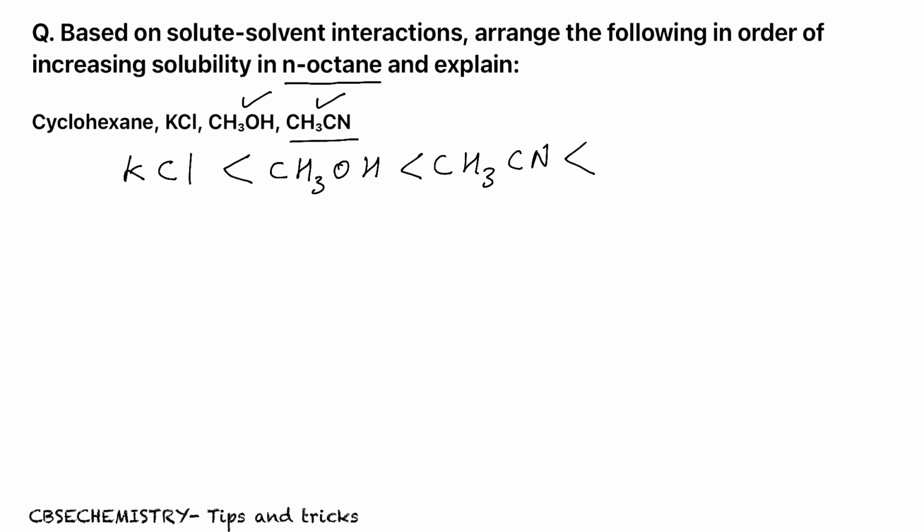Now, what is the last one? The last one means the one which has the greatest solubility. Among these, it is cyclohexane. Why? Cyclohexane is a non-polar molecule. The solvent is also non-polar. So solubility will be very high. Hope you understand. Very easy question, right?